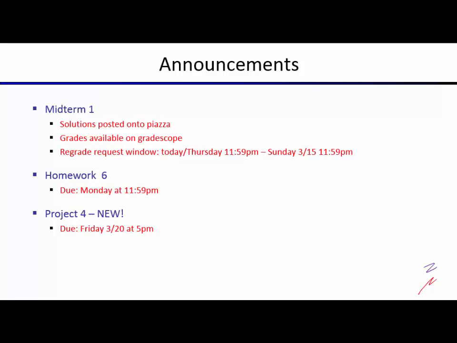You should be able to see where you lost points with an explanation of why points were subtracted. There's a regrade request window that runs from midnight tonight till midnight on Sunday. So if there's anything you think wasn't graded correctly, submit your regrade request into Gradescope. It'll come in a queue for us and we'll start looking at it next week.